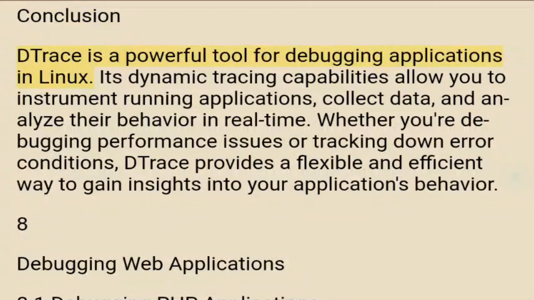Conclusion. dtrace is a powerful tool for debugging applications in Linux. Its dynamic tracing capabilities allow you to instrument running applications, collect data, and analyze their behavior in real time. Whether you're debugging performance issues or tracking down error conditions, dtrace provides a flexible and efficient way to gain insights into your application's behavior.